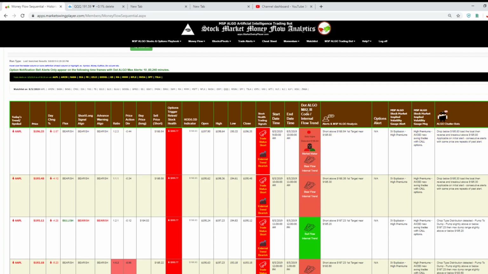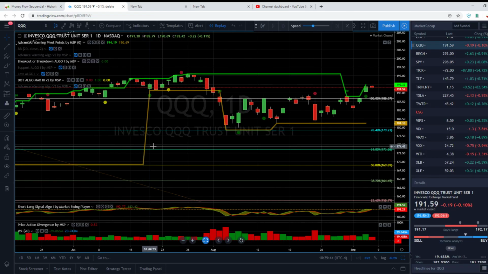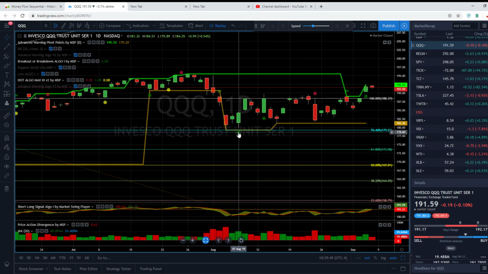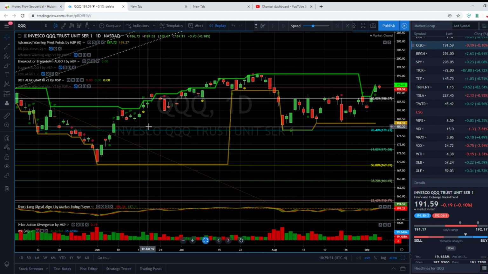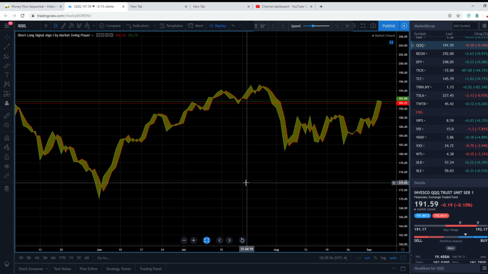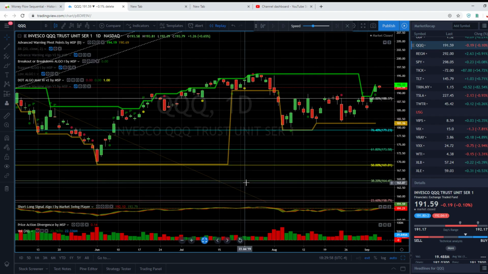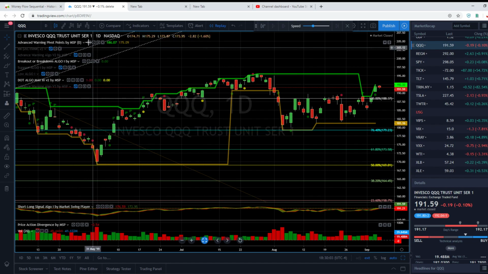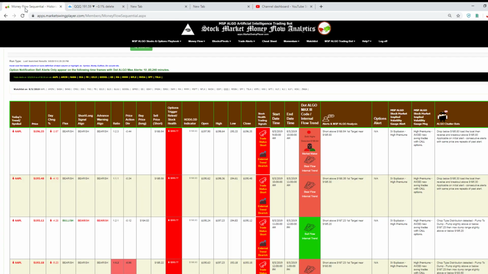So we got the .algo max code, and we know that with .algo max we got code red, yellow, and green. So let's look at that real quick so we can see our dots. We got the yellow, we got the red, we got the green, right? And then we got the short long signal algo, and then we got the price action divergence. Okay, so that is an algo or algorithm.